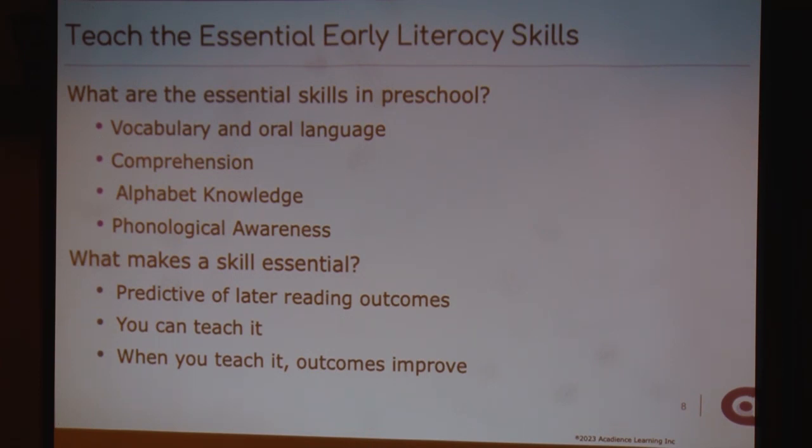The essential skills in preschool: vocabulary, oral language, comprehension, so language, both expressive and receptive, alphabet knowledge, phonological awareness. So the PELI assesses all of those skills. And why those skills? Well, they're predictive of later reading outcomes. We can teach those things to kids even at the preschool age. There are many, many developmentally appropriate, fun ways to teach these skills. And we know when we teach these things, it improves reading outcomes for kids and prevents reading difficulties from happening in the first place.